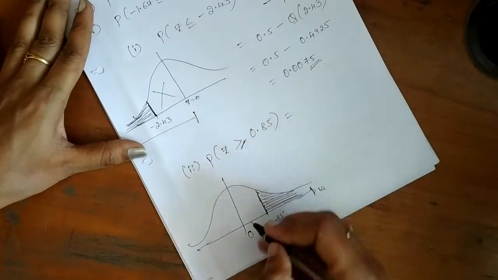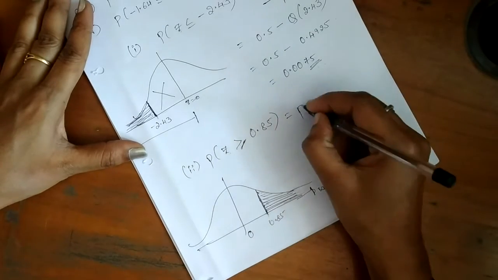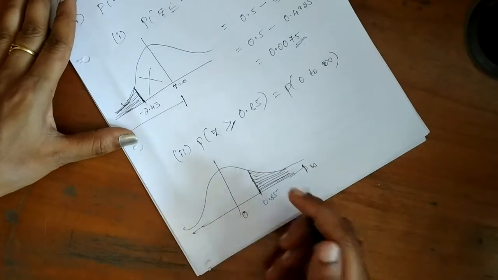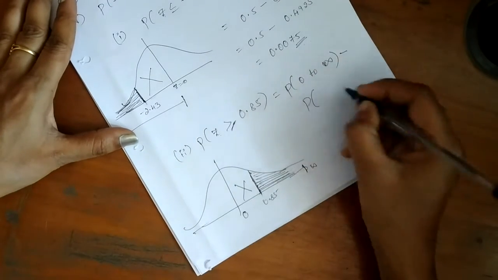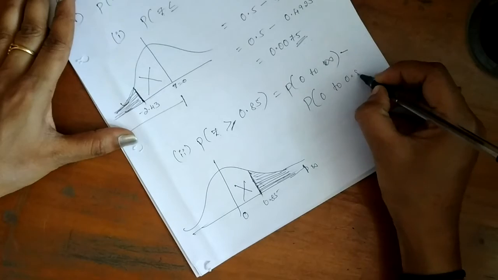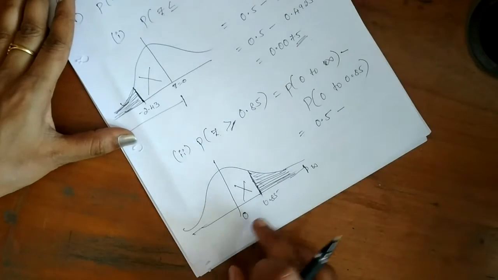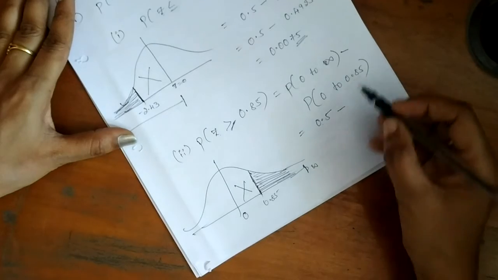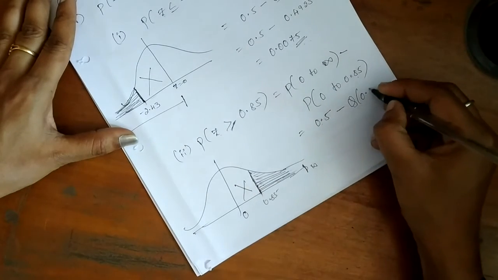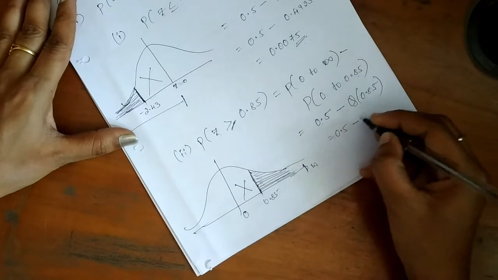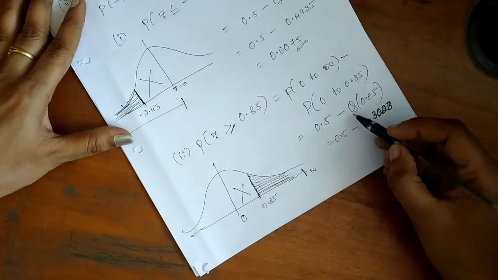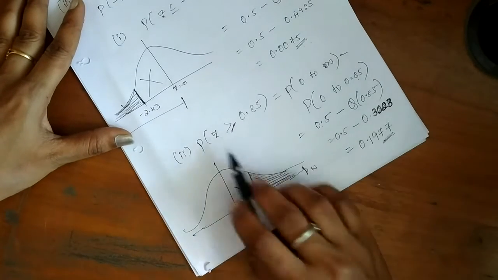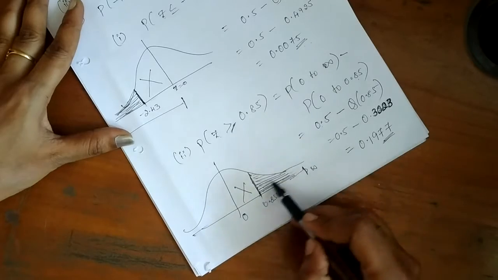To find that, I can write it as the probability of 0 to plus infinity, and in the 0 to infinity I have to subtract this area, minus P of 0 to 0.85. Now P of 0 to infinity can be written as 0.5, minus 0 to 0.85, which can be written as q of 0.85. So 0.5 as it is minus q of 0.85. If you find it using a calculator, you will get q of 0.85 is 0.3023. If you simplify this, you will get 0.1977. This is the probability of z greater than or equal to 0.85.